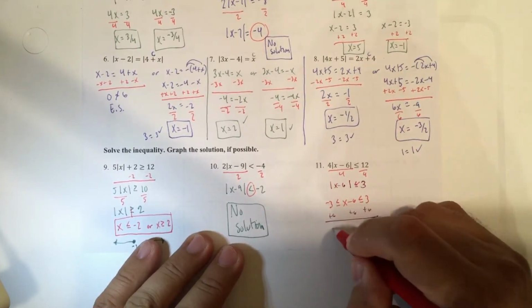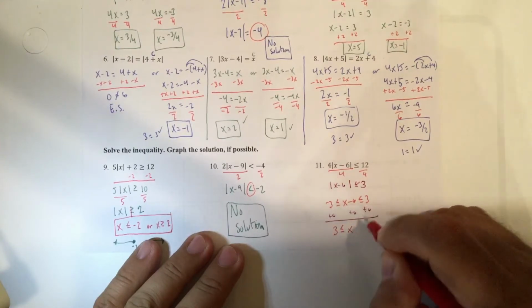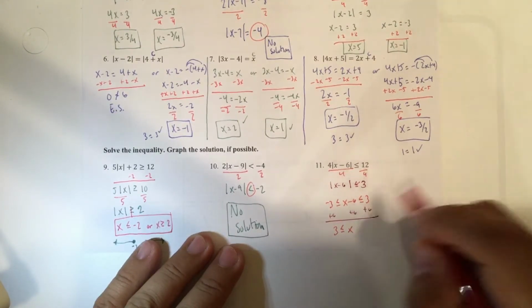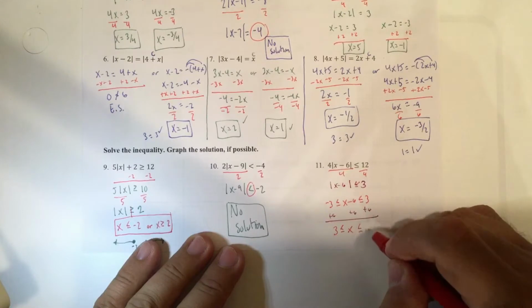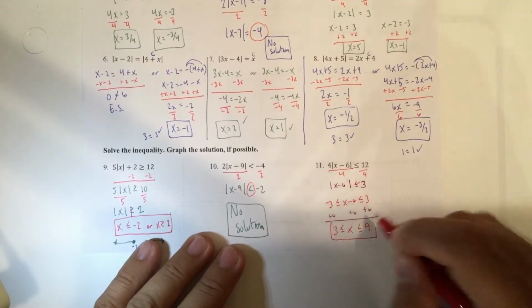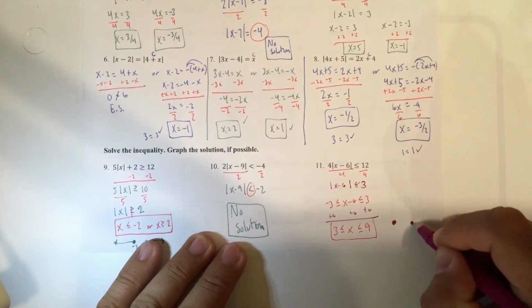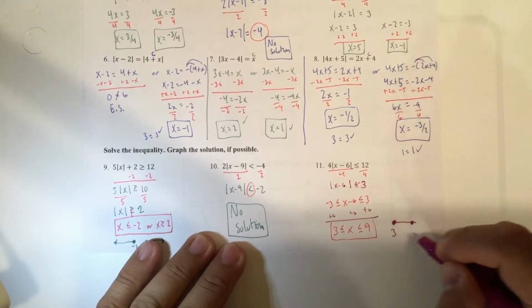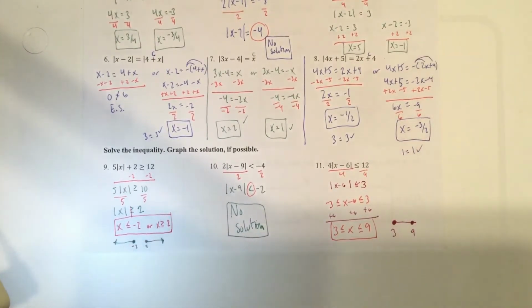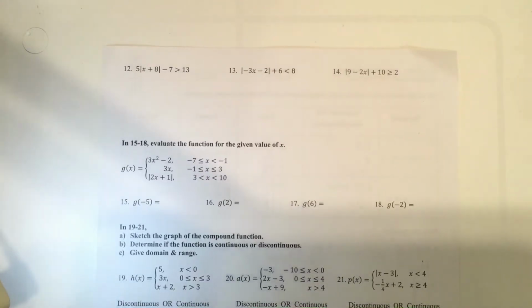So negative 3 plus 6 is 3, less than or equal to x, because negative 6 plus 6 is just x remaining, and then 3 plus 6 is 9. And then for my graph, it's a between statement with closed circles because of the equal bars. We have from 3 to 9. All right, let's go on to the next page, or the back of this. All right, so we have more inequalities we need to solve.